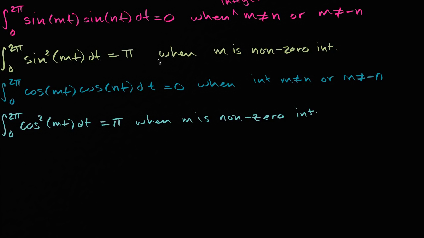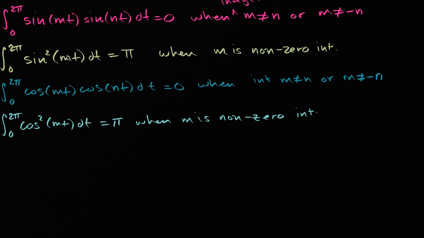And just to be clear, I wasn't as clear as I should have been in the last video. This is going to be true where m is a non-zero integer. If m was 0, then the inside of this integral would just simplify to 0, and then the integral would be 0. So m has to be a non-zero integer for this to be true.